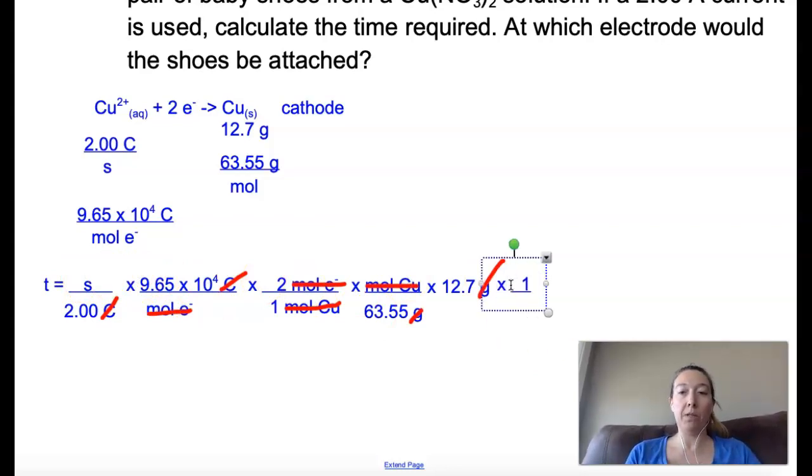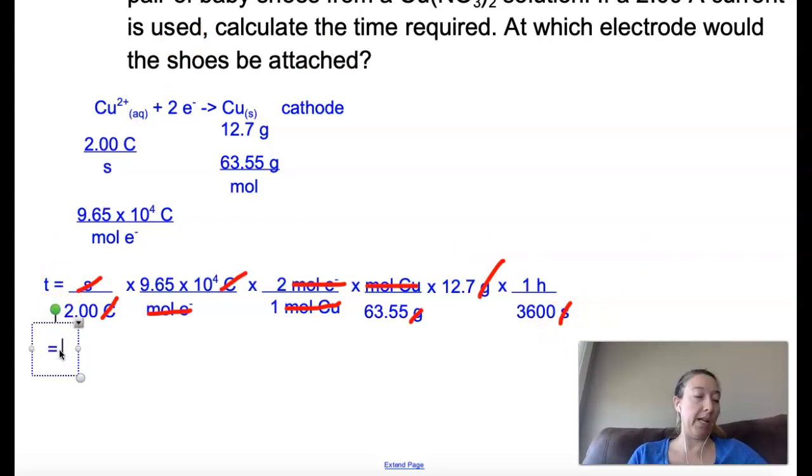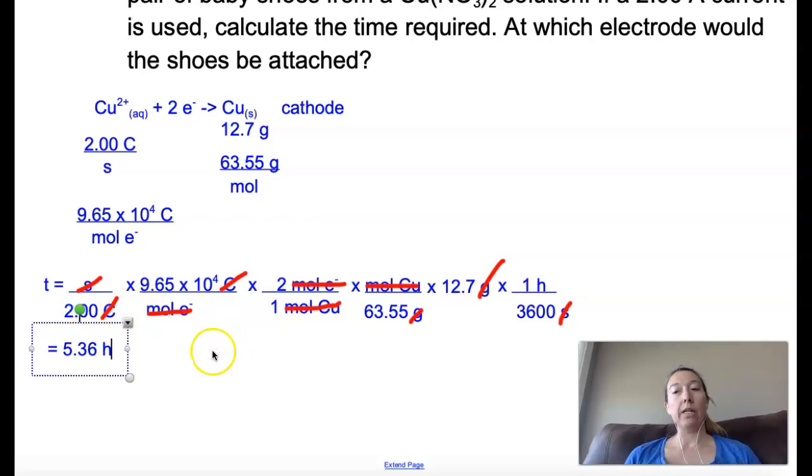So we're going to do times 1 hour over 3,600 seconds, sorry. And now we'll get rid of the seconds and convert it to hours, and we will get our answer. So take the answer you just had in your calculator, divide by 3,600, and we get to have 3 significant digits, so 5.36 hours, okay?